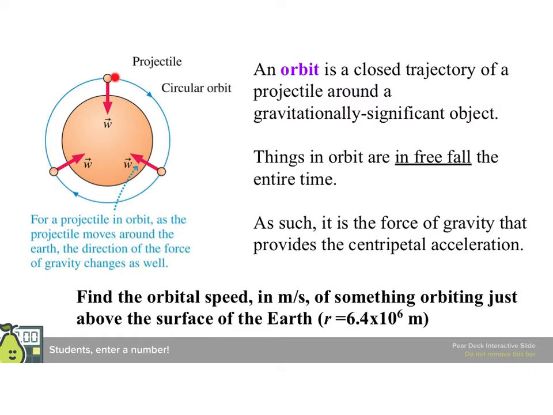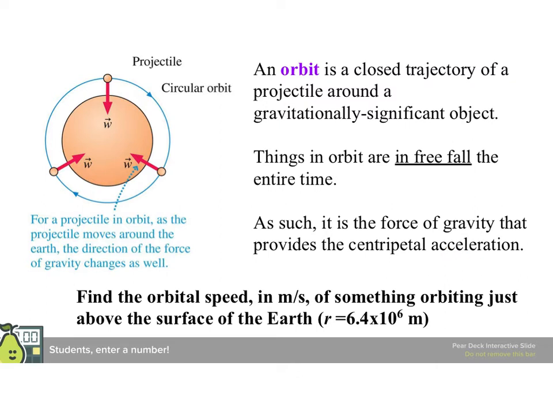Right. A nice thing would be a circular orbit, and that's what we're going to talk about for the rest of the section here. The direction of gravity, of course, changes everywhere on this orbit. It's always towards the center. The key thing is that things in orbit are in free fall during the entire time. It's only the Earth's gravity that's keeping the satellite going around. Thus, the force of gravity provides the centripetal acceleration.